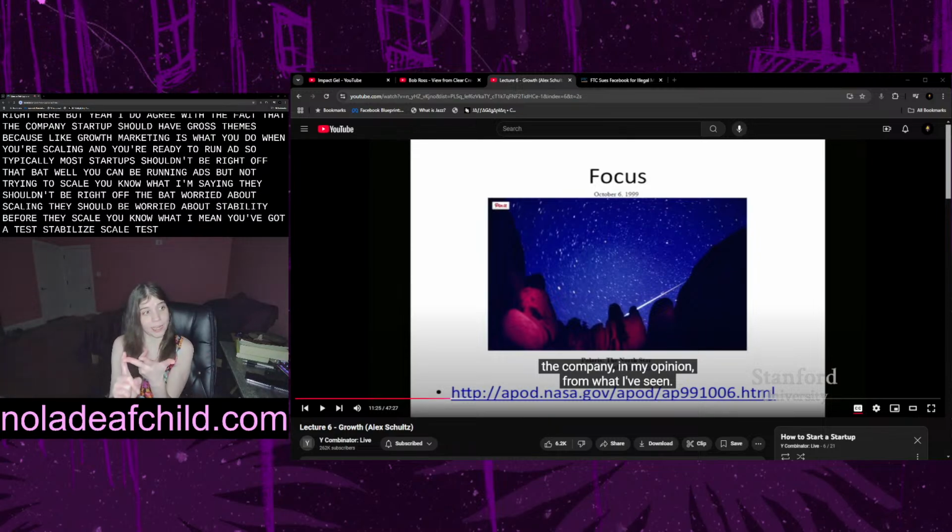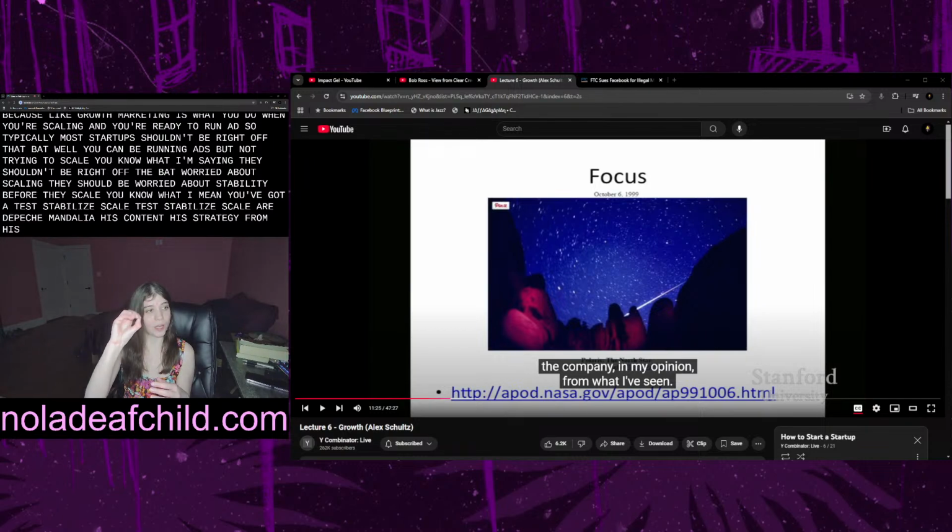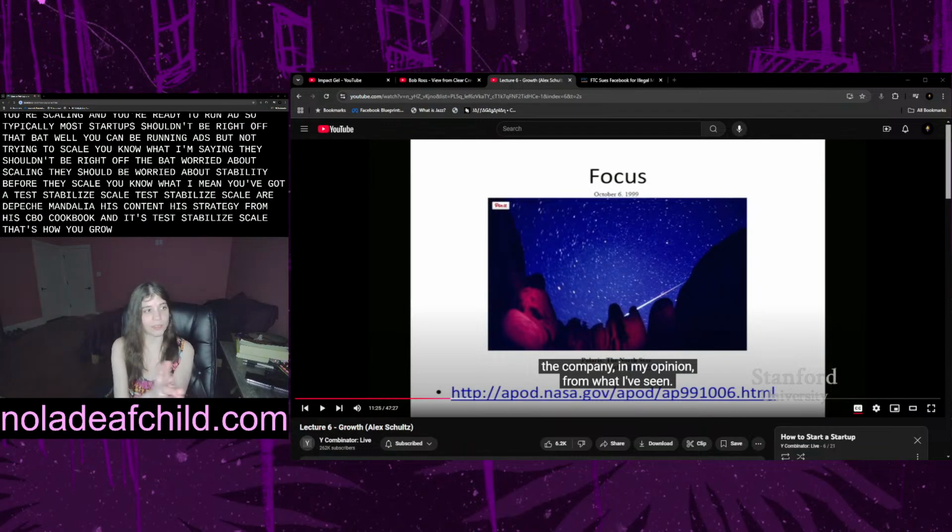Test, stabilize, scale are Depeche Mandalia's content, his strategy from his CBO cookbook. And it's test, stabilize, scale. That's how you grow. You know what I'm saying?